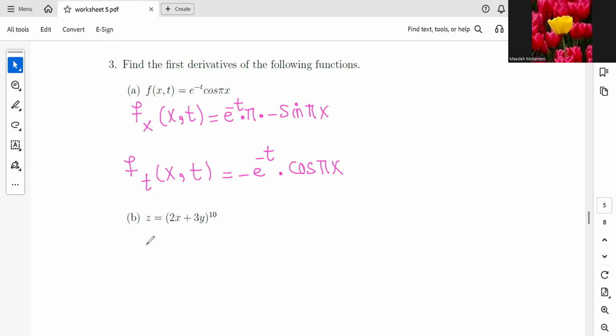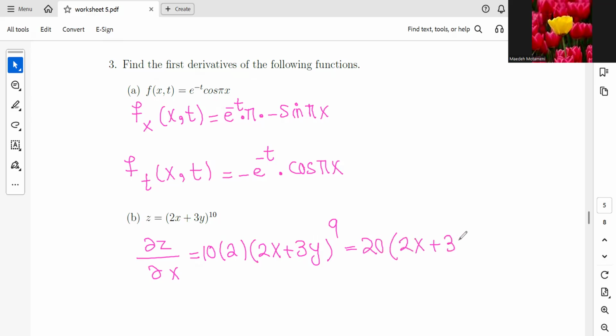For part B, we can find the derivative of f, which is z here, with respect to x. So we have only one part and it has x in it. It will be the power, it's the chain rule, times the derivative of the inside times itself to the power 1 less. And then you can write it as 2x plus 3y to the power 9.